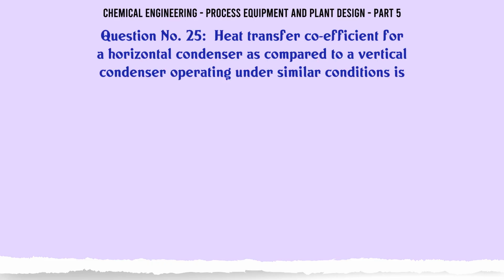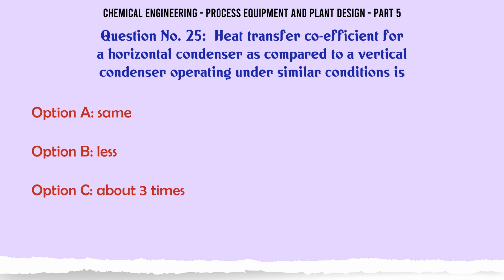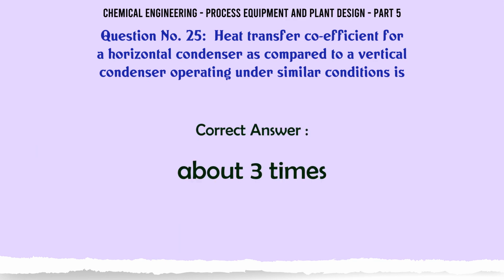Heat transfer coefficient for a horizontal condenser as compared to a vertical condenser operating under similar conditions is A. Same, B. Less, C. About 3 times, D. About 0.33 times. The correct answer is about 3 times.